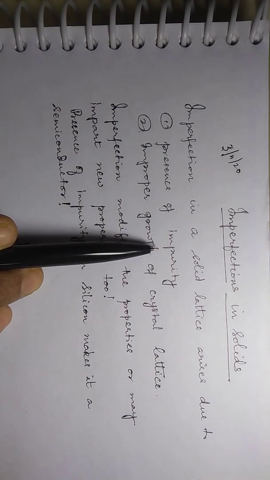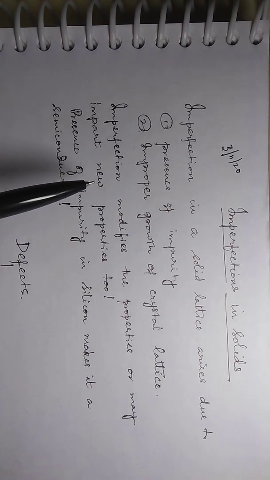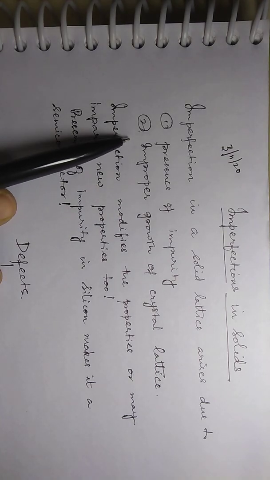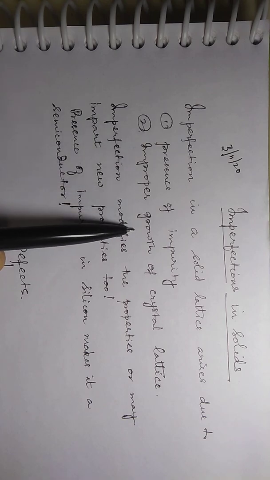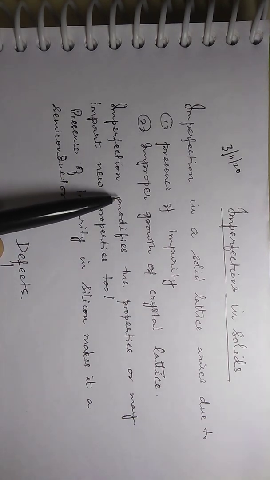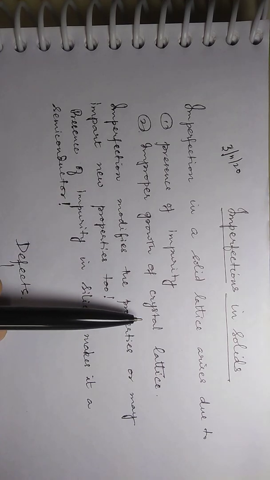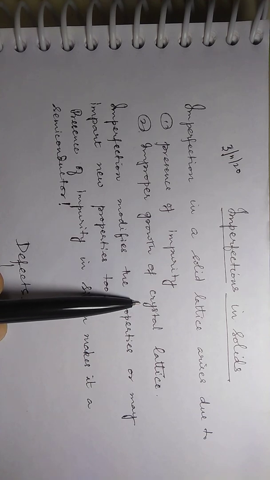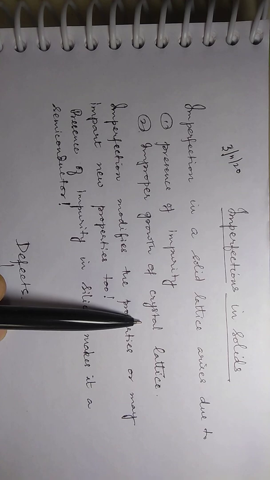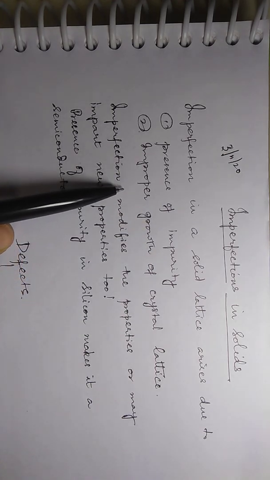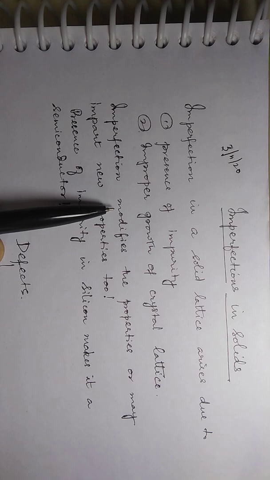Imperfection in a solid arises due to two important things. One is presence of impurity. If there is any impurity, then the solid may show some properties which are different from the original one. Then it may also be due to improper growth of the crystal lattice. If the crystal is not having the same type of arrangement as it is supposed to be, then also it may show some imperfection, right? So presence of impurity and improper growth of crystal lattice may cause imperfection in a solid lattice.